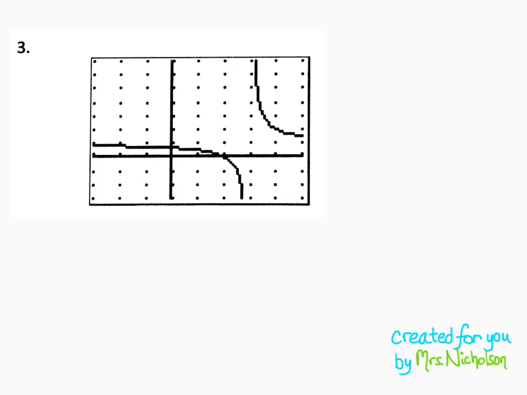Now in questions 3 and 4, we're given a graph and we're asked to write its equation. And the way that we're going to do that is we're still going to go through the RADII process. Let's start with R, which stands for roots. And I can see here that I have a root at x equals 2. And so what that means for my equation is that in my numerator, I'm going to have the factor x minus 2.